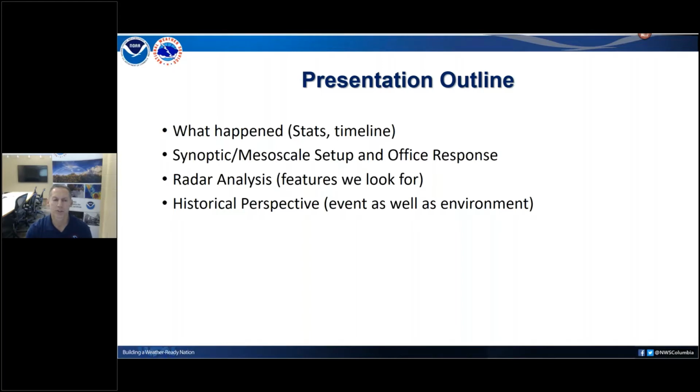Then we'll get into a little bit of synoptic mesoscale setup for this event. Also look at how our office tried to message this event to the public and to our partners. Then we'll touch a little bit on some of the radar analysis. I'll show some images of some of the features that we look for when we're working a severe weather event like this. And then lastly, I'll try and wrap it up and just kind of put the event into a little bit more of a historical context, not only the event itself, but also the environment, which was a fairly extreme environment that supported this event.